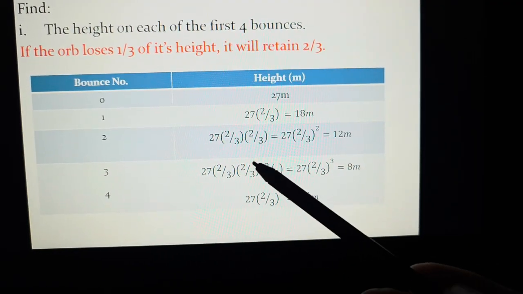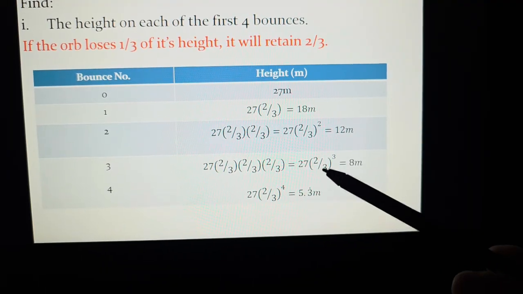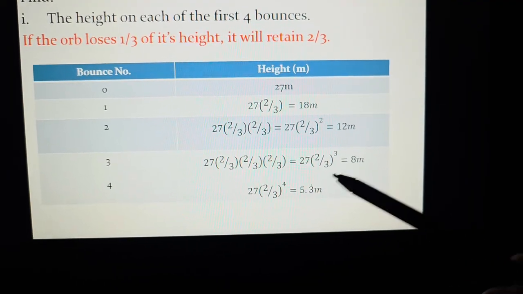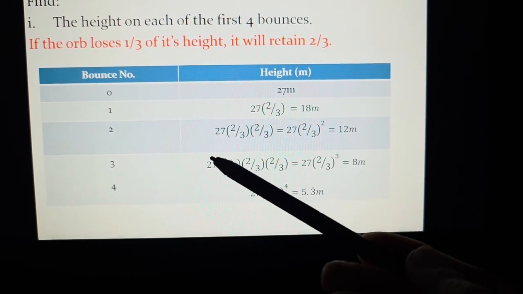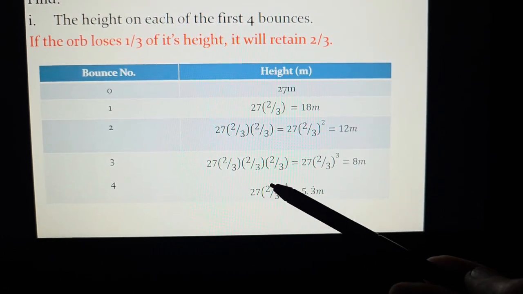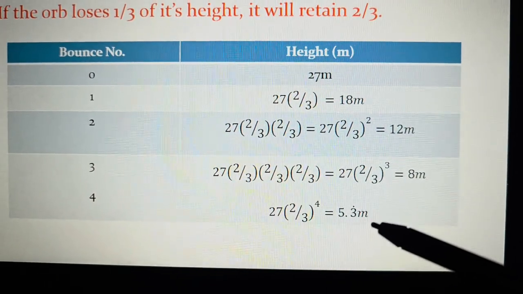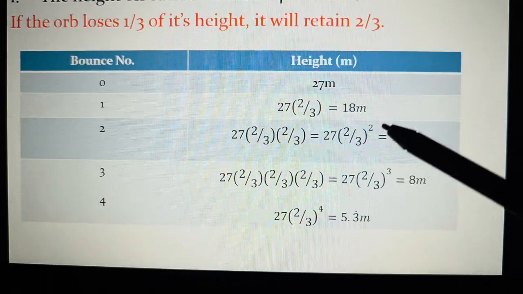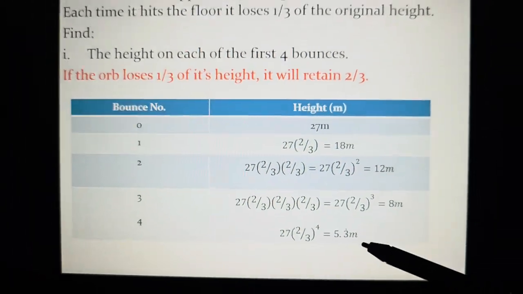To get the 3rd bounce, you'll multiply your previous answer again by another 2/3. So it'll become 27 times 2/3 cubed. That's 8 metres. To get the 4th bounce, it'll be this answer multiplied by another 2/3, which can be written as 27 times 2/3 to the power of 4, which is 5.3 with a recurring decimal. So that's metres. So they are all the heights of the rubber orb after each bounce. Okay.